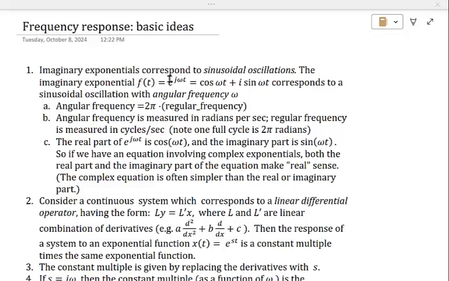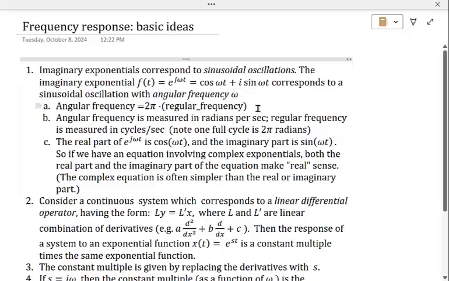Right? So we have this imaginary exponential, e to the j omega t, a function of time. Omega is the angular frequency. j represents the square root of -1. We can also write it this way. You might also have seen this as cis omega t. So this corresponds to a sinusoidal oscillation. As time varies, the real part and the imaginary part both vary sinusoidally. Right? Cosine you also call a sinusoid, right?